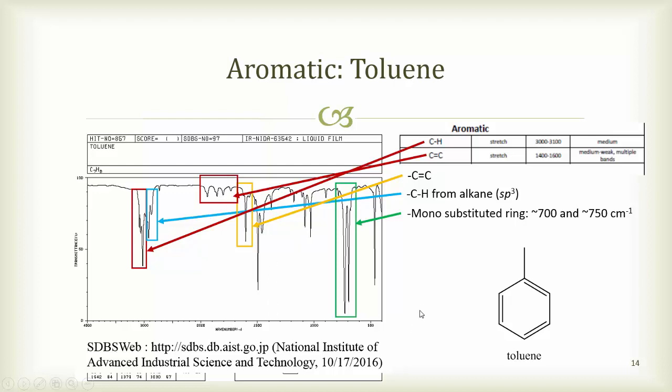Now, something else to look for in the fingerprint region, which may be difficult depending on how many other peaks are present in this region, but there are some peaks in the 700 to 800 region that can be very useful for helping you to identify the type of substitution pattern on the ring. Now, this is a monosubstituted ring, meaning there is only one substituent attached to the ring. So there are two peaks that we should observe in this region. The first peak should show up roughly right around 700 wave numbers, and the second one should show up roughly around 750 wave numbers. Now, they may be a little off from those numbers, but you should see two peaks in this region.